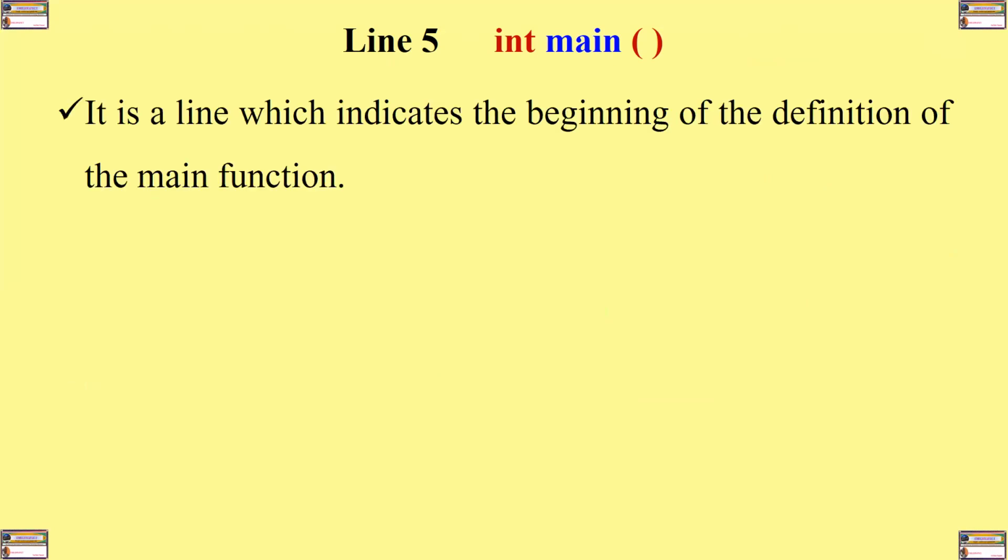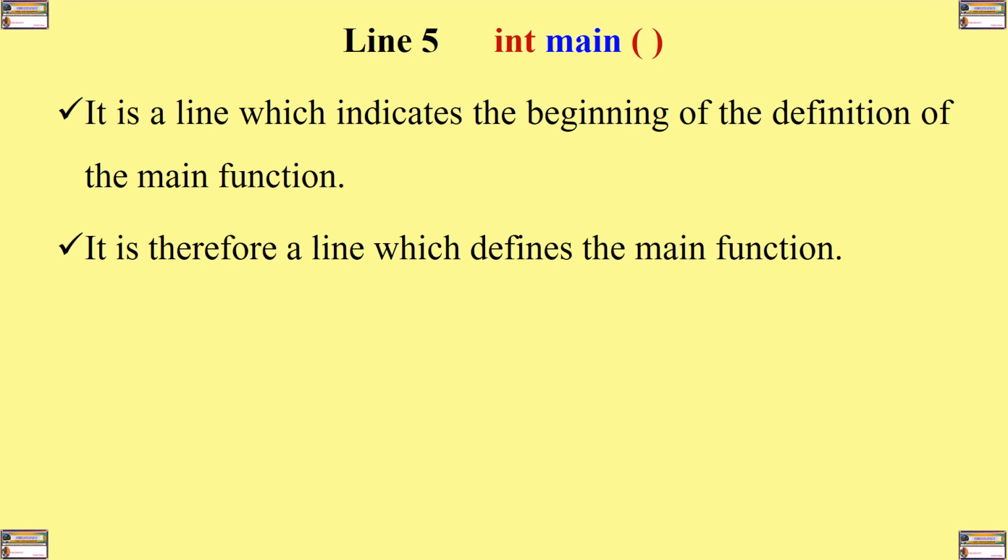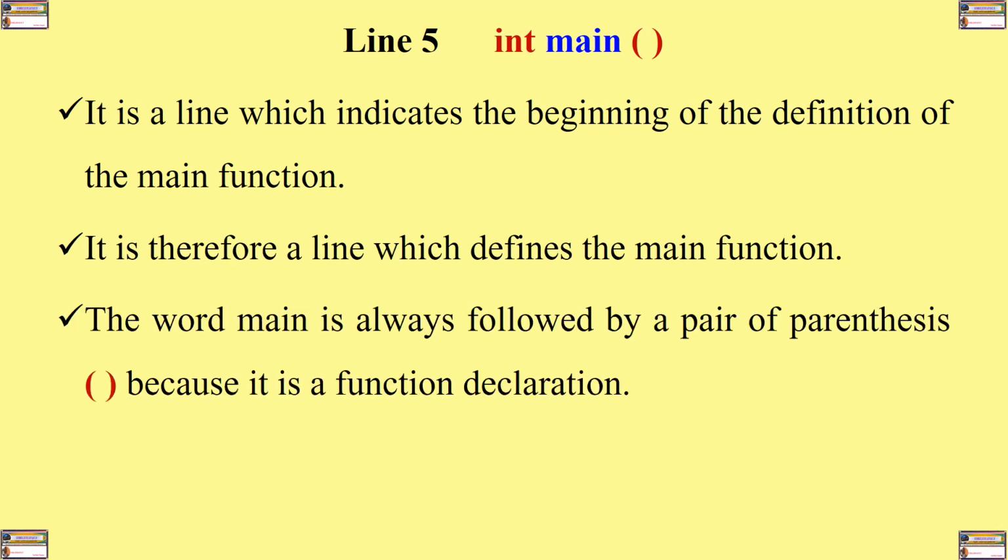This is slide 5, which reads int main, followed by a pair of parentheses. So what does each part in this statement mean? So int main followed by the pair of parentheses is a line which indicates the beginning of the definition of the main function. It is therefore a line which defines the main function. The word main is always followed by a pair of parentheses because it is a function declaration.